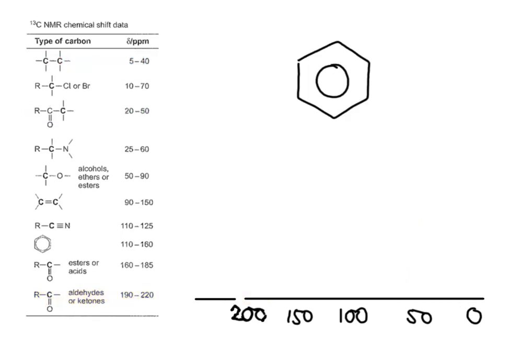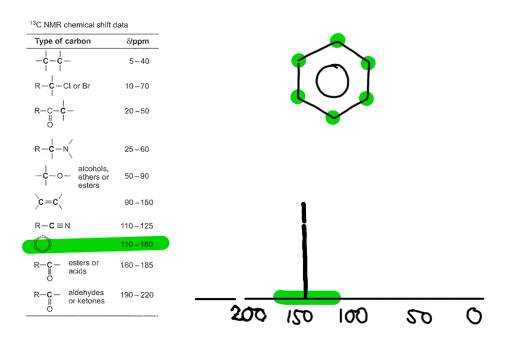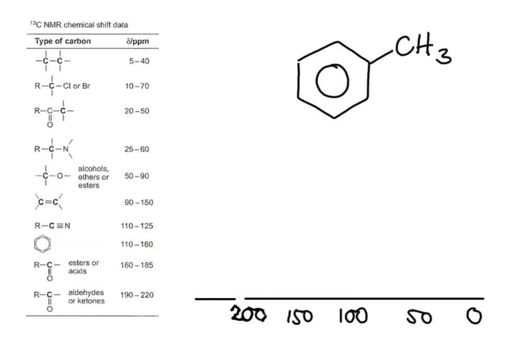Let's now have a look at what a benzene might appear like in carbon NMR. Well, benzene on its own, all of the carbons are equivalent. We can see the region where we'd expect to see carbons in a benzene ring. So for benzene, from around about 110 to 160, we'd expect to see 1 solitary peak. Let's add something else to the benzene ring. And let's make it methylbenzene. See if you can predict how many peaks you'd expect to see from methylbenzene.